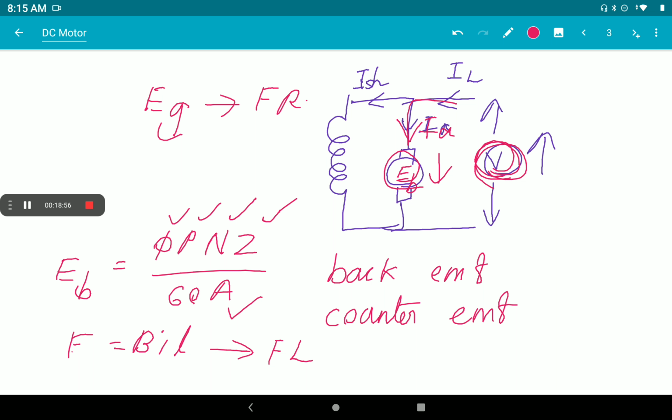Okay, so thank you. This is the basic working principle of a DC motor.